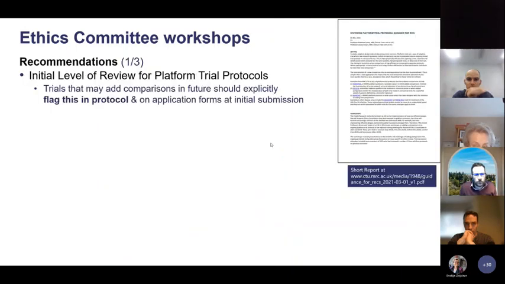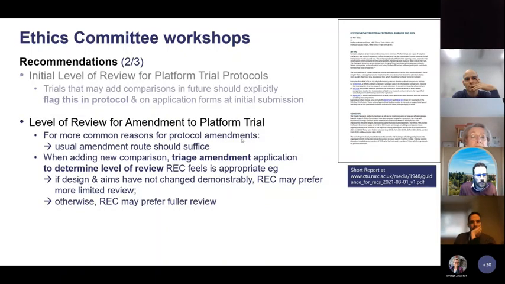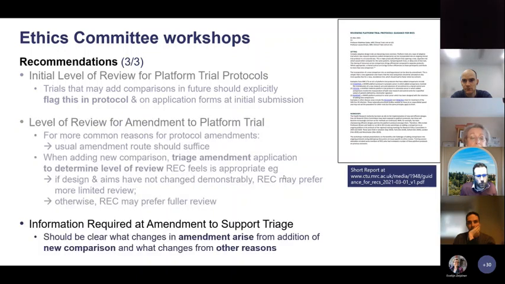So we walked away with a sense that the initial review should be very clear, and again, just like in the protocol, you say it might be a platform, you make it very clear to the ethics committee. And then when you're making amendments, they need to know enough information to triage, and have time to make that triage, whether it goes to the full committee or to a small subcommittee. So if the design and aims haven't changed very much, the ethics committee might want to take the usual route. And otherwise, it might be quite a full review that they want.